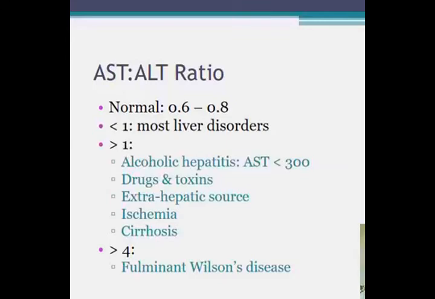The normal ratio is 0.6 to 0.8. It means that most of the time AST is a bit low as compared to ALT. If there is more AST and less ALT, this is seen in cases of alcoholic hepatitis, in patients who have damage secondary to drugs, which is called DILI, extrahepatic sources, sometimes ischemia and cirrhosis. And in Wilson disease, we can have more AST as compared to ALT.